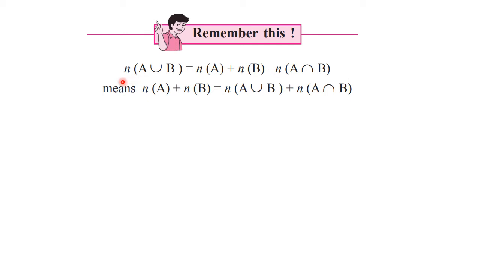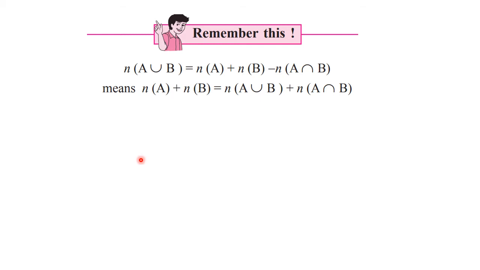That means the number of elements in the union of two sets is equal to the number of elements in the first set plus the number of elements in the second set minus the number of elements in their intersection. The same formula can be written like this: n of A plus n of B is equal to n of A union B plus n of A intersection B. Simply this term is shifted to that side and we get another form of the formula. Now this formula we are going to use for solving the problems.